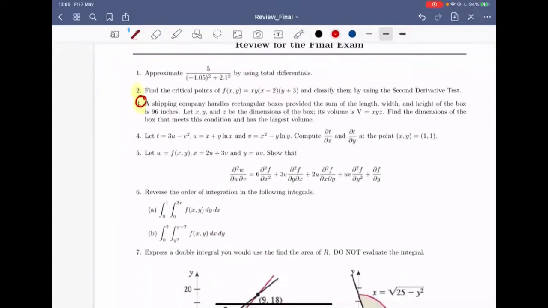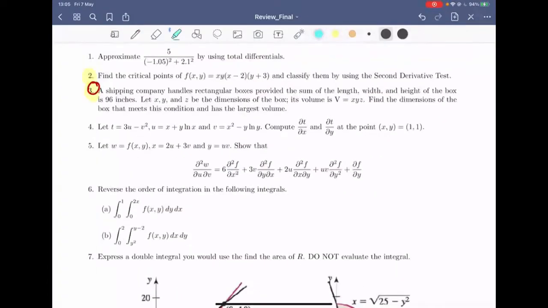So let's read the question. A shipping company handles rectangular boxes, provided the sum of the length, width, and height of the box is 96 inches. So this means that you're going to have a box. When you have a box here, you're going to have length, width, and also height.